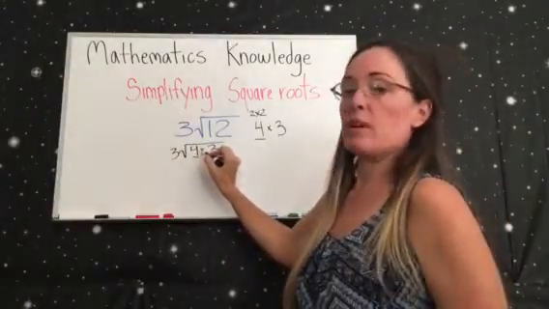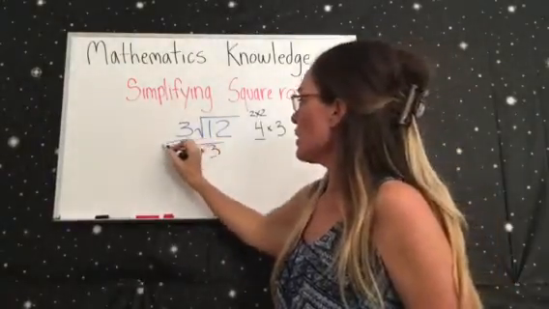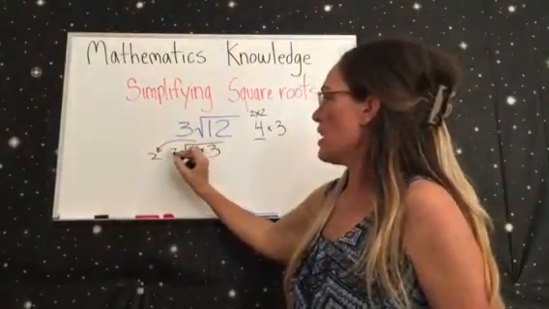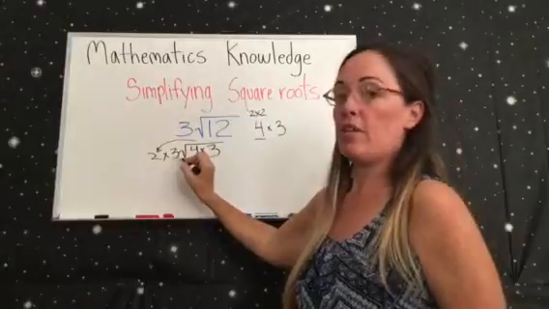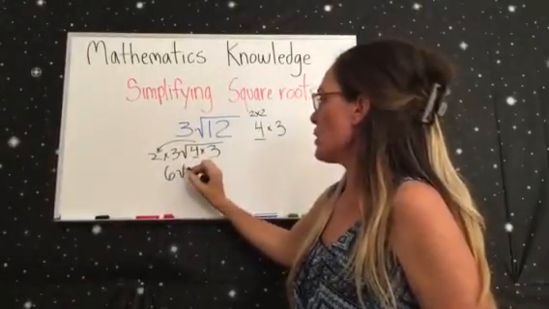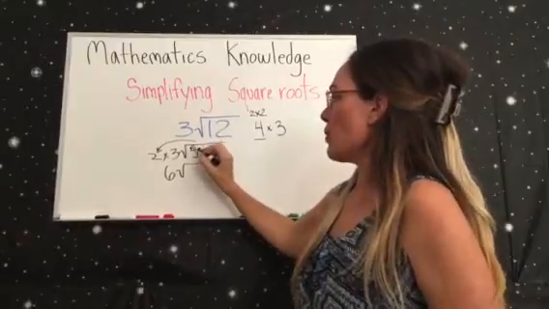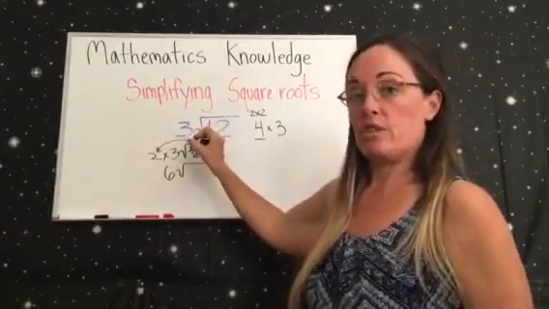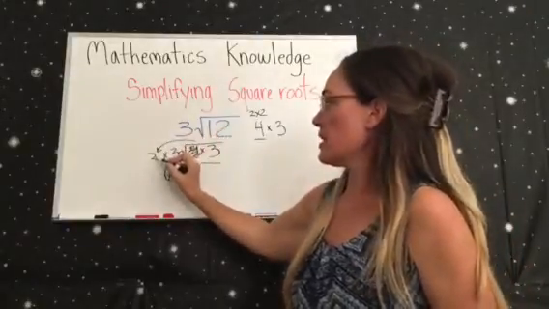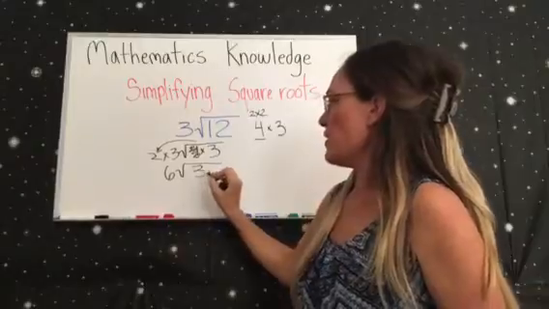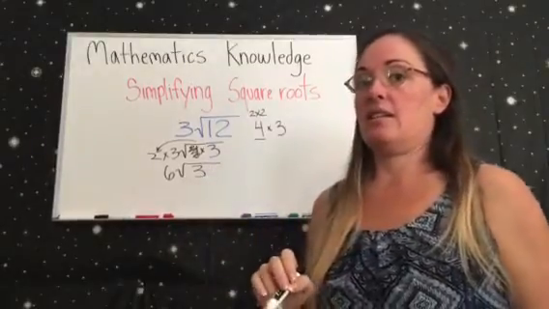So 2 times 2 is 4, so we're going to bring the 2 on the outside and then we're going to multiply it by 3. So now we have 6 on the outside, square root. We got rid of the 4 because we found its square, which was the 2, put it on the outside and then multiply it by the 3 to get 6, and then we leave the 3 on the inside.